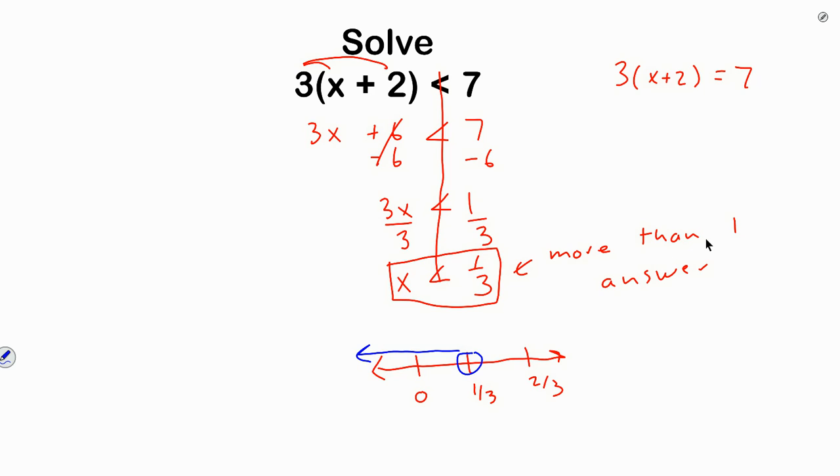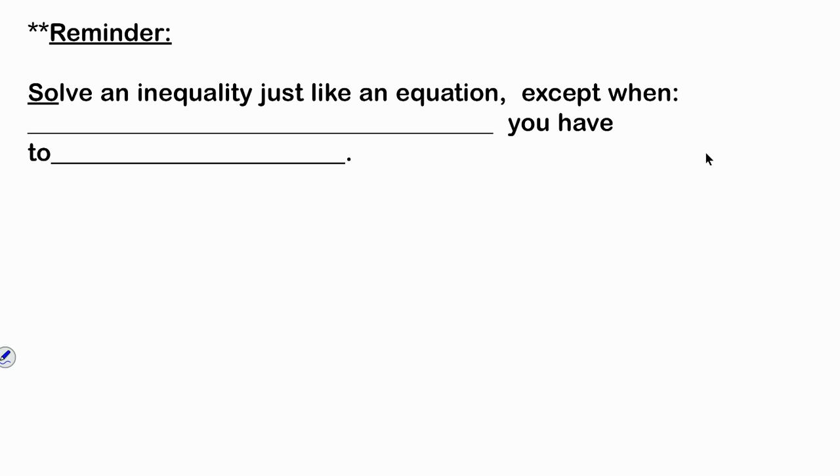The solving is very similar. It is the same process as when we solve equations. However, like I mentioned a little bit ago, there's one issue, and I'm going to show you the one issue and we'll talk about why. So here's a big reminder. We solve an inequality just like an equation, except when we divide by a negative.